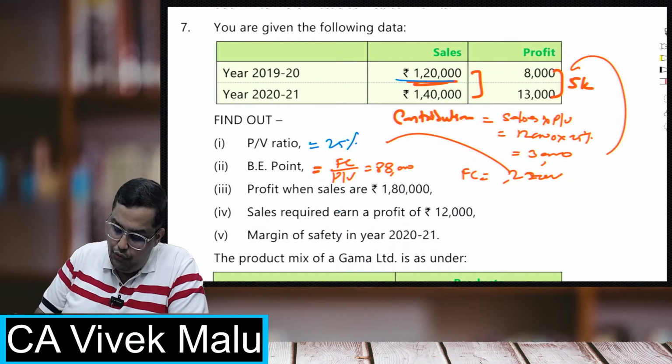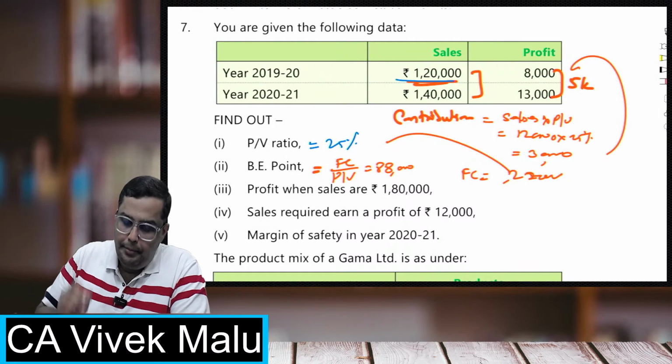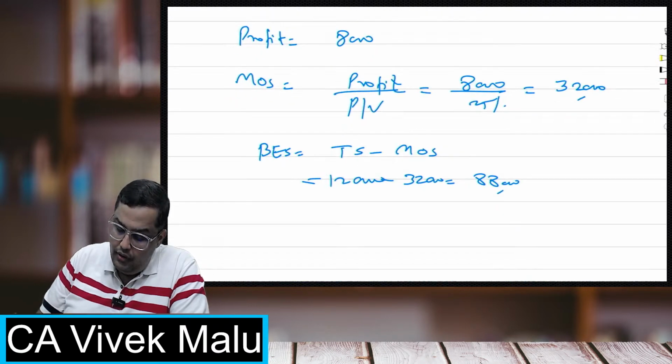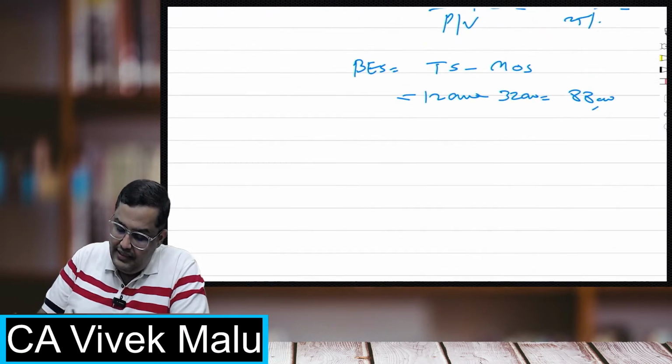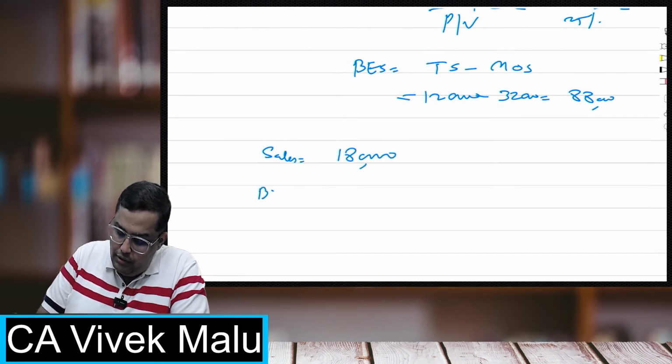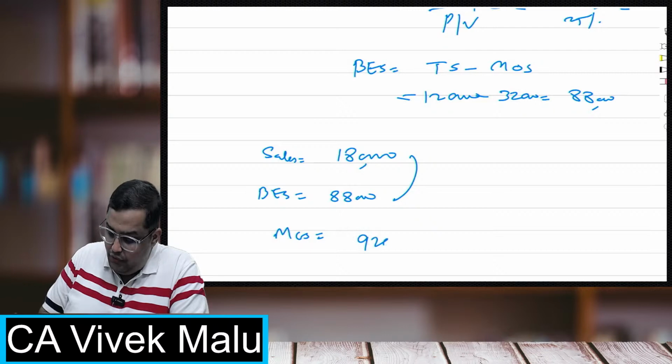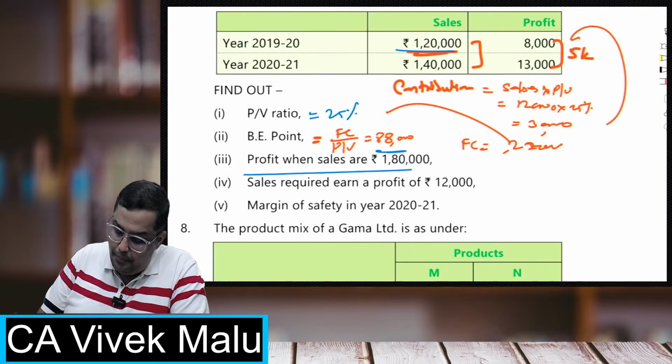Now he is asking you, we have already calculated the break-even sales 88,000. He is asking what will be the profit when sales are 1,80,000. Now what are the sales? Sales are 1,80,000. I know the break-even sales as 88,000. So what will be the margin of safety? 180 minus 88. So that is 92,000.